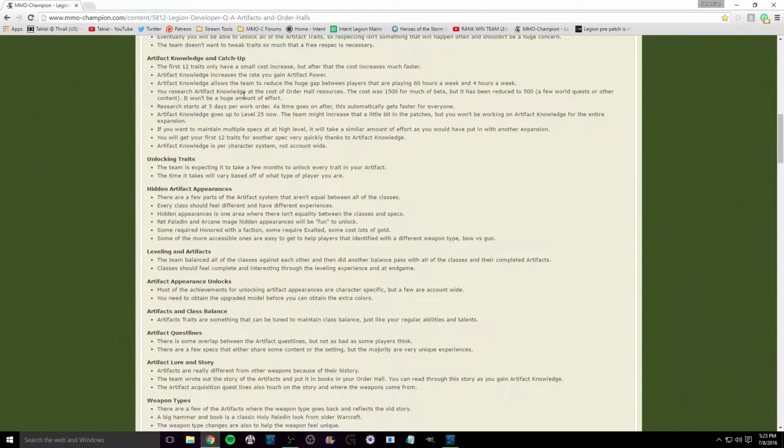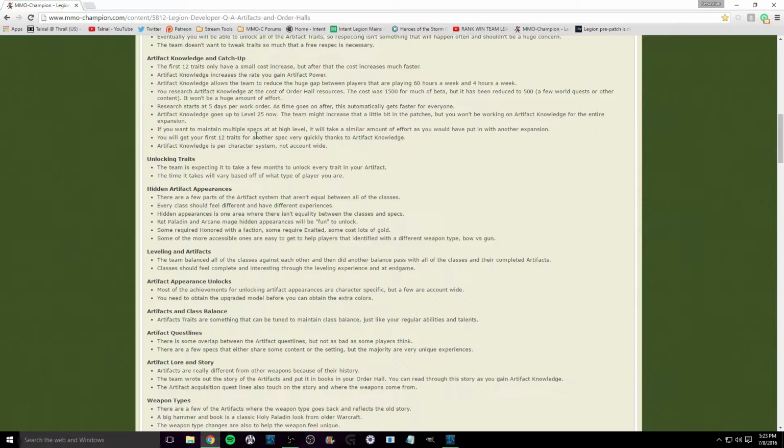And you can research the artifact knowledge at the cost of Order Hall resources. So it's going to be important to keep up with your Order Hall missions and, you know, all those quests, story quests and all that kind of stuff, so you can research it. And research starts at 5 days per work order, and it goes faster for everyone as time goes on. Artifact knowledge goes up to level 25 now. They might increase it a little bit in patches, but you're basically going to be working on this the entire time. So don't slack. Please don't slack.